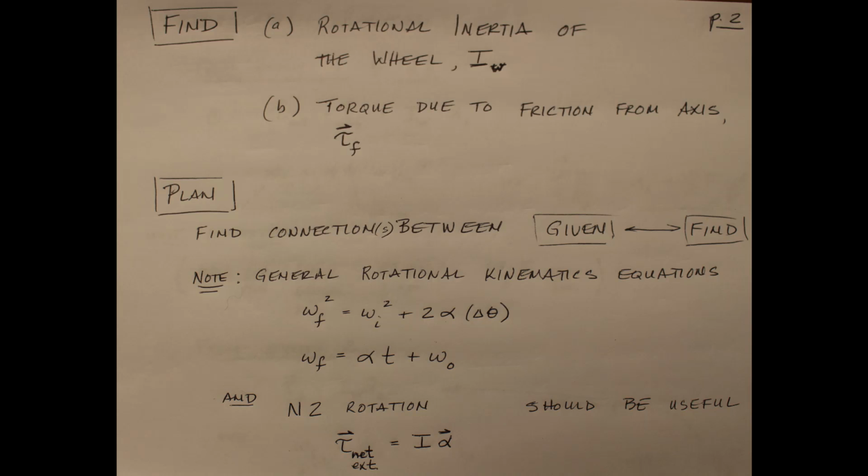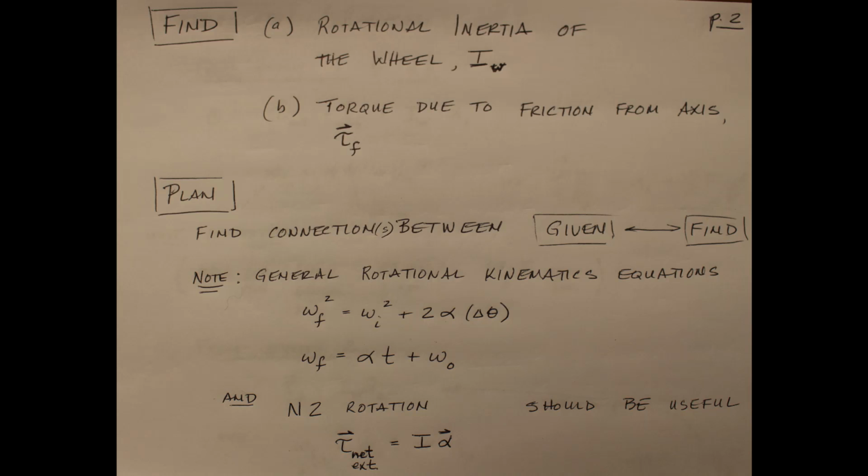So for this problem, we are supposed to find the rotational inertia, or moment of inertia, for the wheel. I'm labeling that I sub W. And also the torque due to friction from that axis. Again, I'm labeling that tau sub F. So the plan, as always, is to find some connection between the given information and what we're supposed to find. In this case, those general rotational kinematics equations and our Newton's second law for rotation will be most useful. So I wrote down a couple.